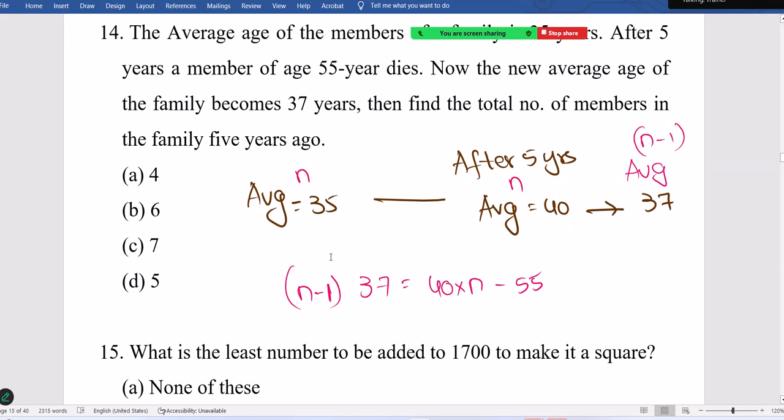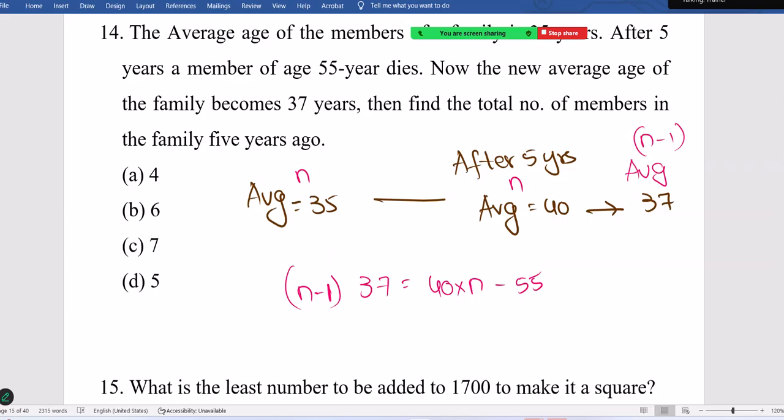Now solving this equation: 40n minus 55 equals 37 into n minus 1, so 3n equals 55 minus 37, which is 18. n will be equal to 6. So there are 6 members initially, and then it becomes 5. The average decreased by 3 while the number of people decreased by 1, from n people to n minus 1 people.